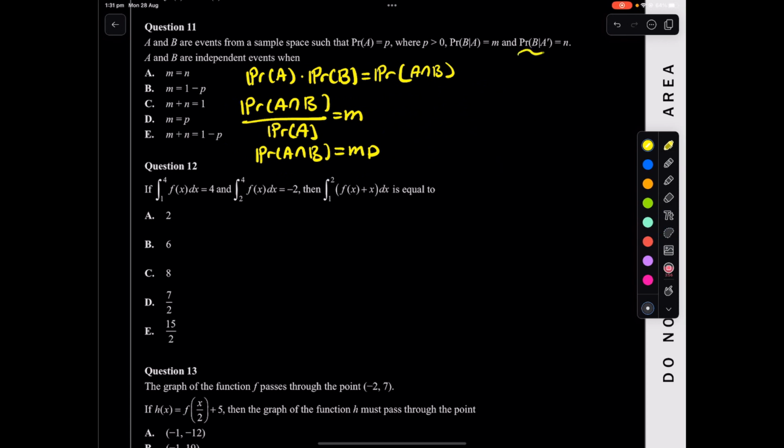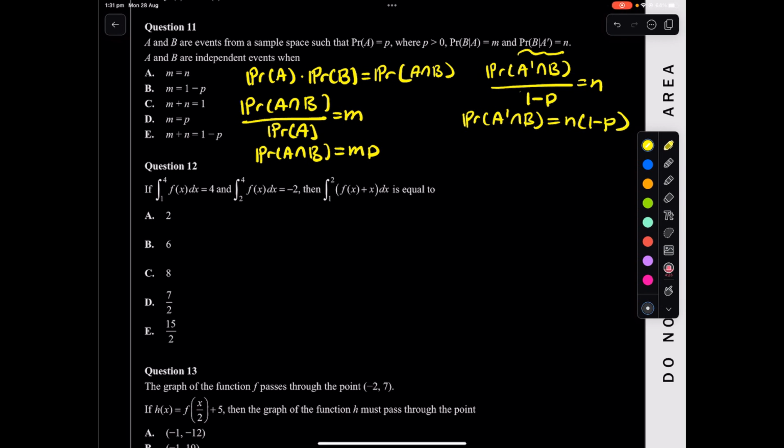What about the next thing they've given us here? So the probability of A complement intersection B all over the probability of A complement equals N. This one right over here can just be 1 minus the probability of A, which is 1 minus P. And so we know that the probability of A complement intersection B equals N(1 minus P). Okay.